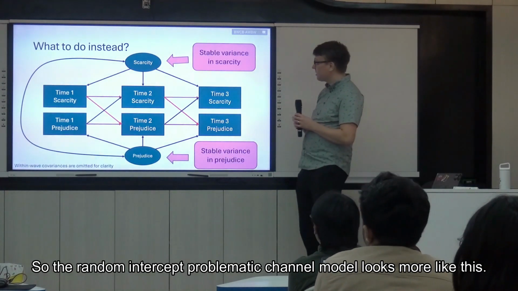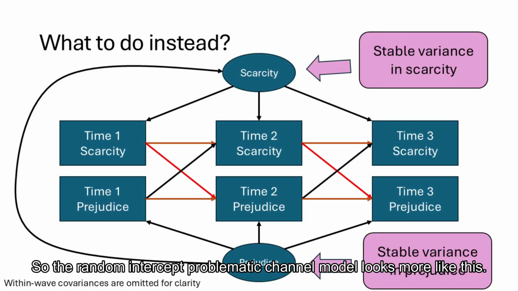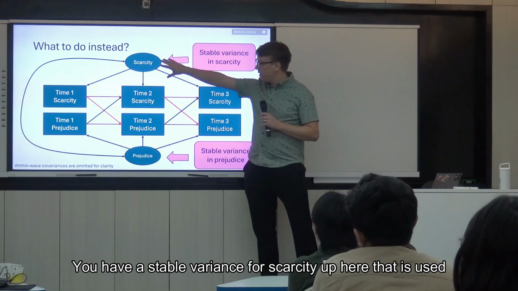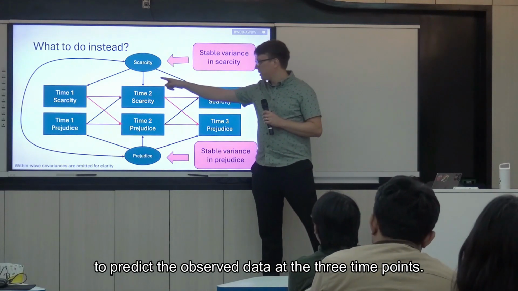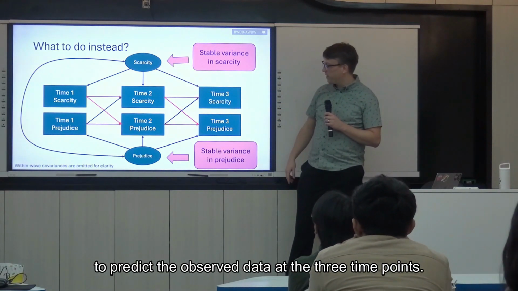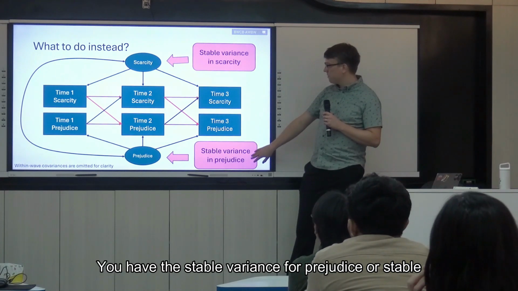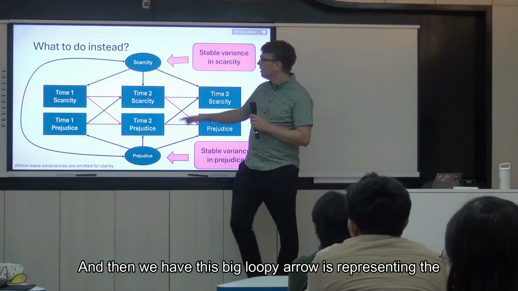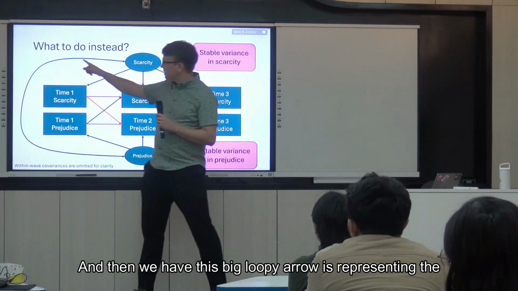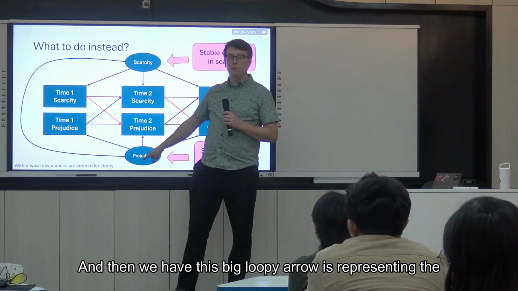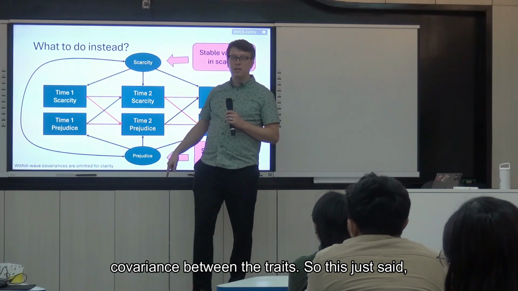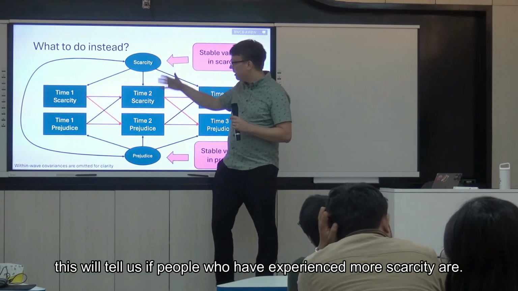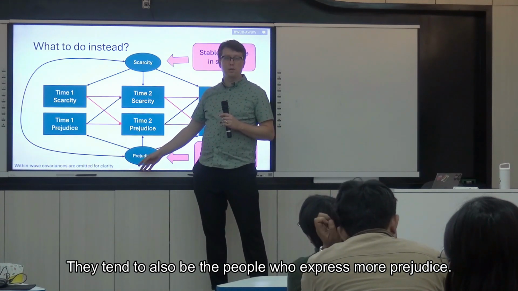So the random intercept cross-lag panel model looks more like this. You have a stable variance for scarcity up here that is used to predict the observed data at the 3 time points. You have the stable variance for prejudice, or stable trait for prejudice, down here doing the same thing. And then we have this big loopy arrow representing the covariance between the traits. So this will tell us if people who have experienced more scarcity tend to also be the people who express more prejudice.